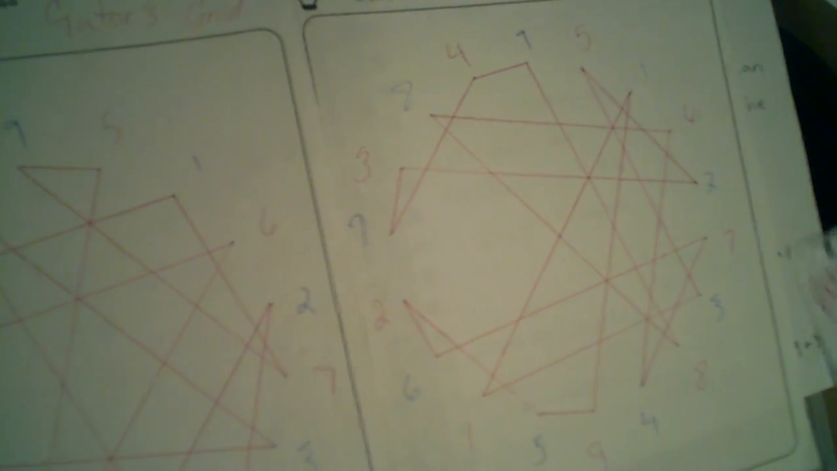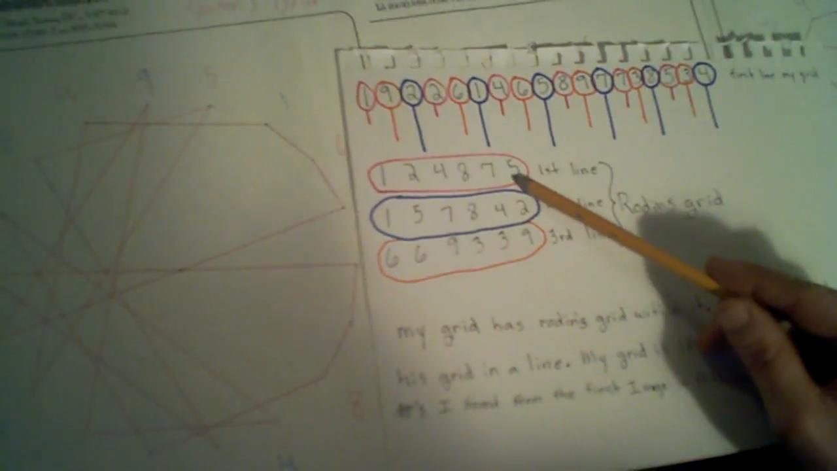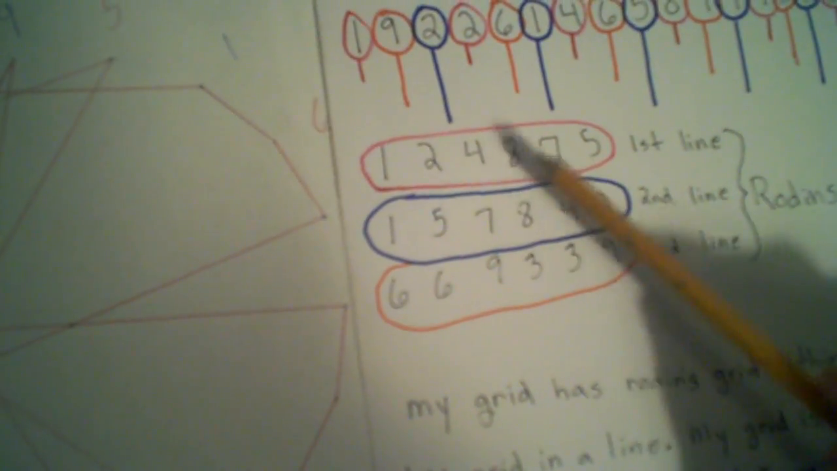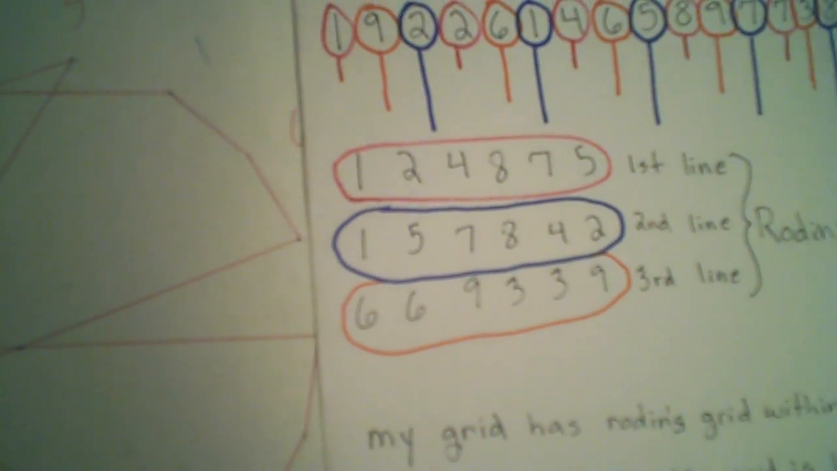Now each in particular line holds Roden's grid within it. So this is Roden's grid. 1 2 4 8 7 5, 1 5 7 8 4 2, 6 6 9 3 3 9.